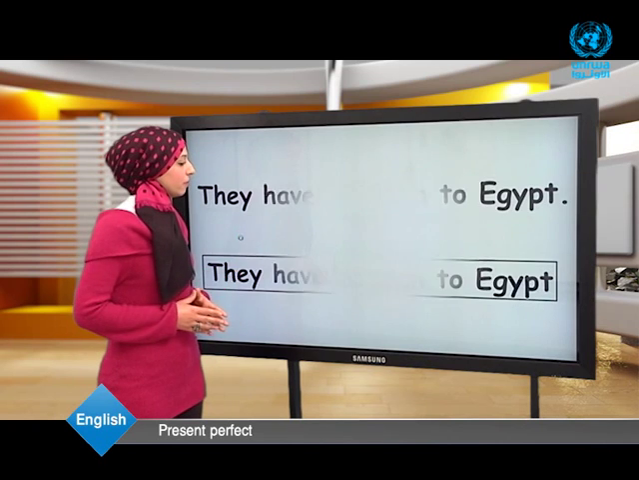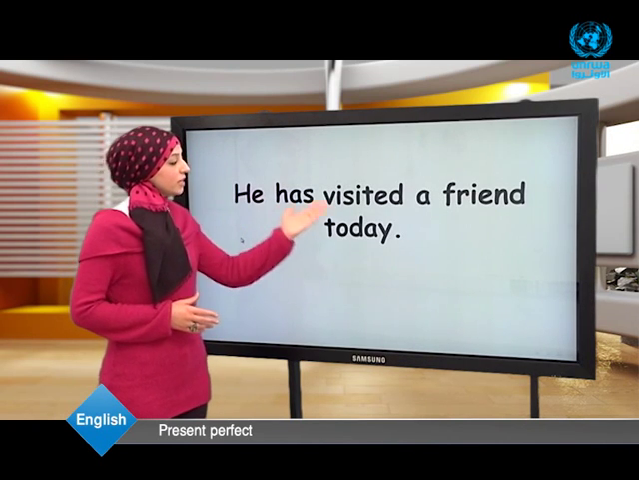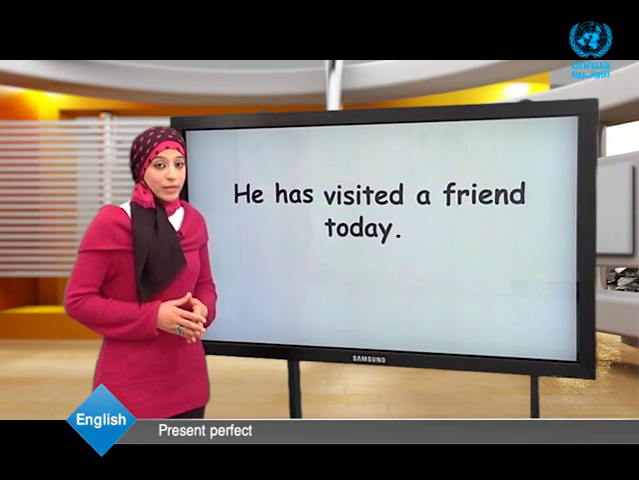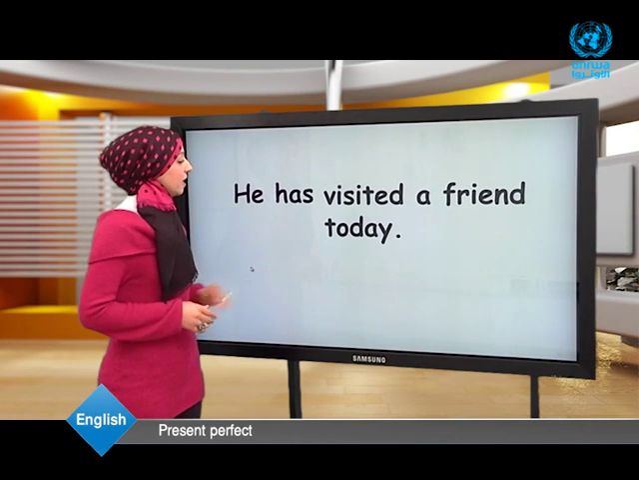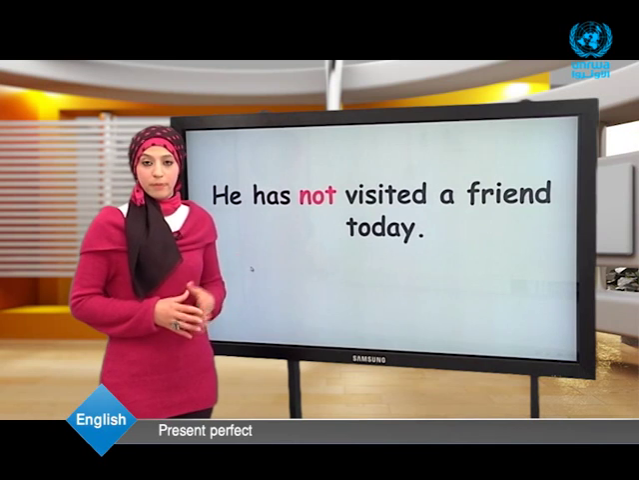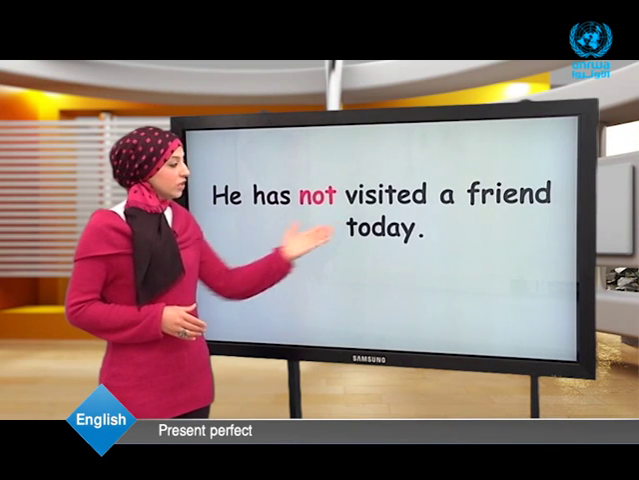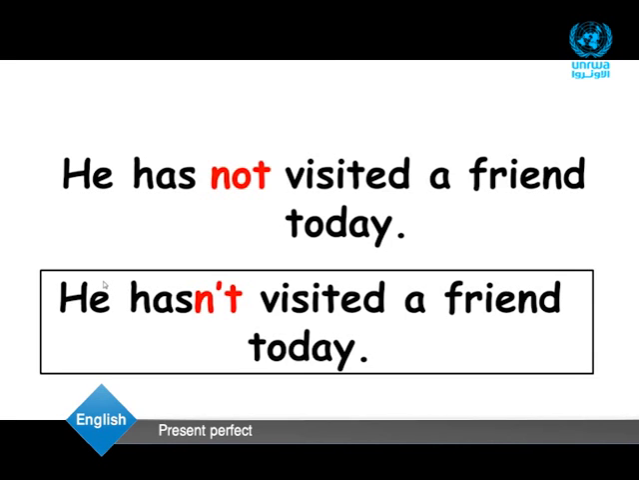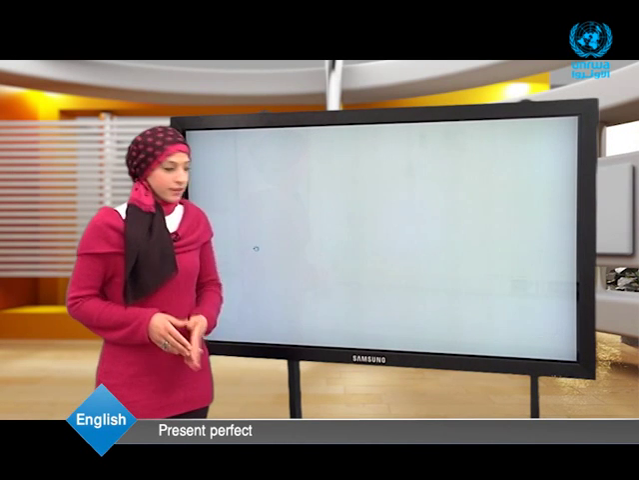Let's have another example. He has visited a friend today. How can we negate it? We just add not between the helping verb and the main verb. He has not visited a friend today, and the short form is he hasn't visited a friend today. Now let's go to the practice.